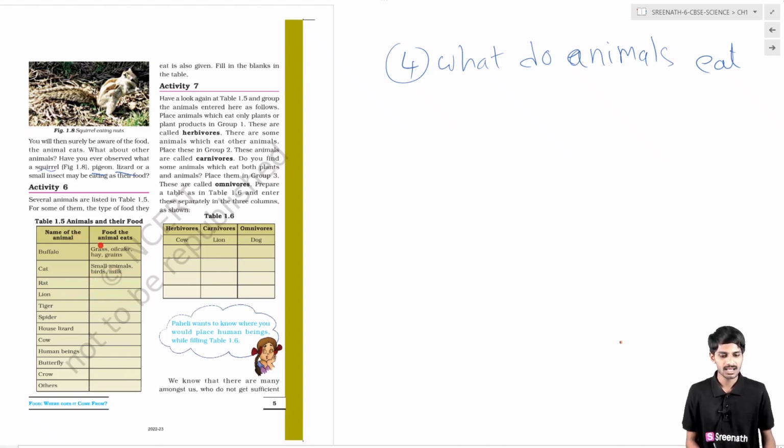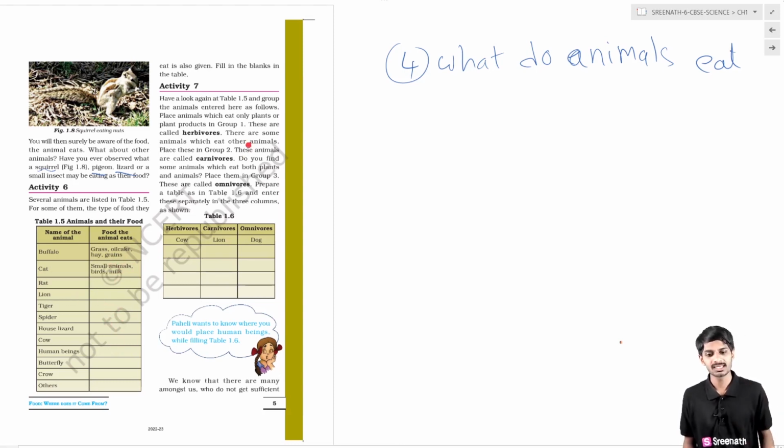This is the name of the animal and this is the food the animal eats. You have to complete this table. Ask your parents or take help from others to complete it. The animals are buffalo, cat, rat, lion, tiger, spider, house lizard, cow, human beings. Write what foods they eat, their favorite foods. Don't write chicken biryani or ice cream, because animals don't eat those. They have special foods. Don't write pastry or cake. Okay, that is your activity.